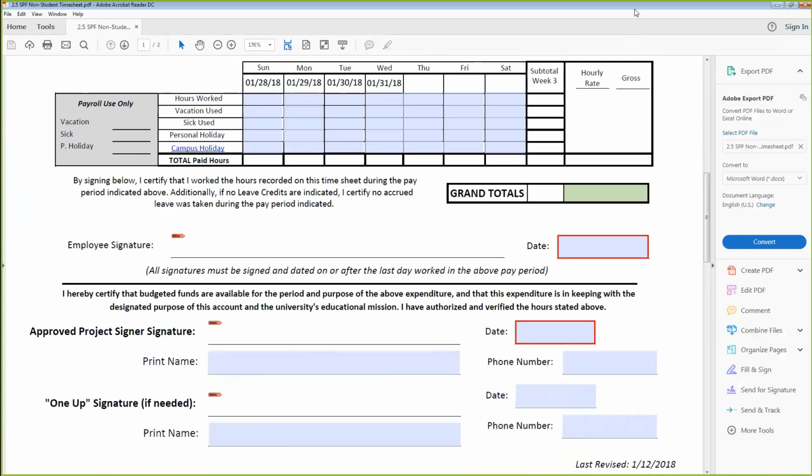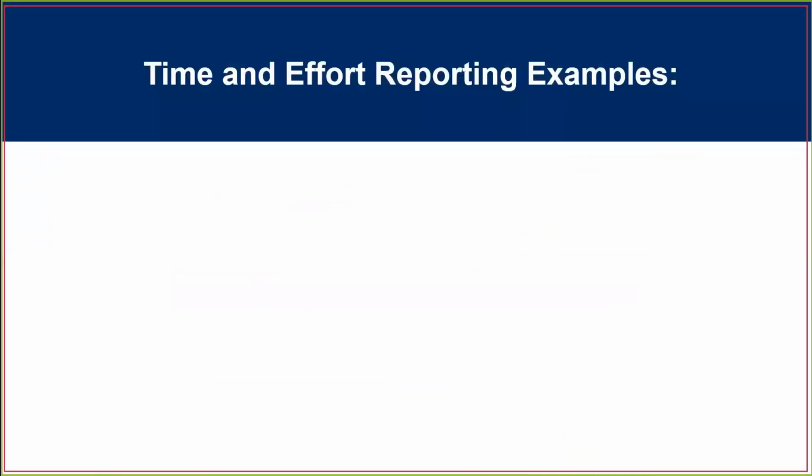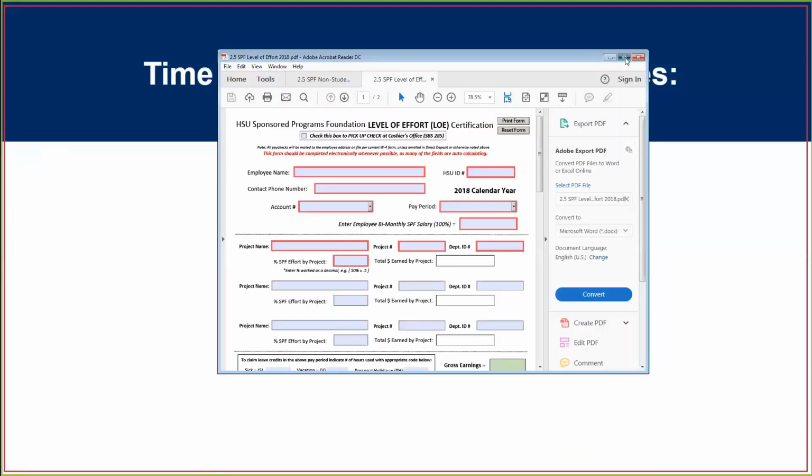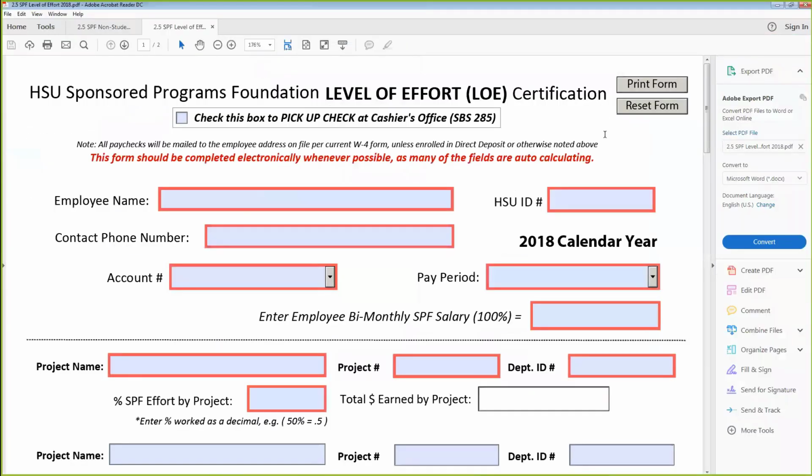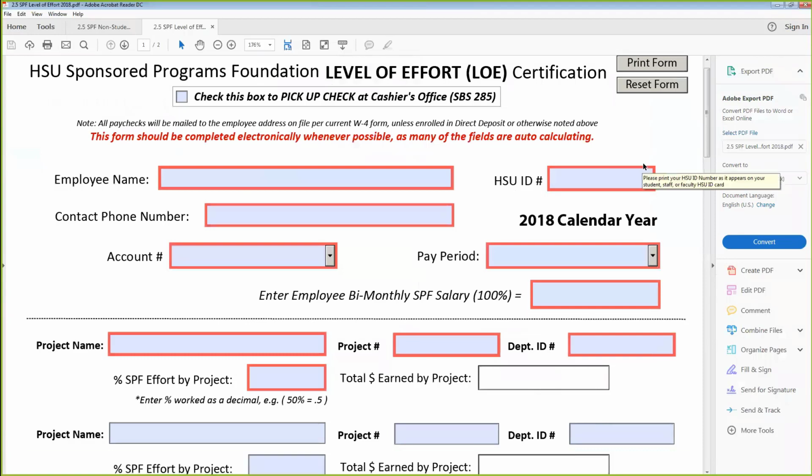So let me show you a different example. So someone with salary, we'll look at that. This would actually be for administrators in our department. So for me, Kristen, and Ann, we would be filling out the salaried forms.